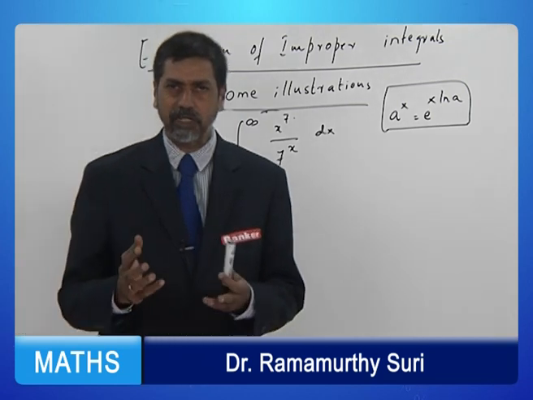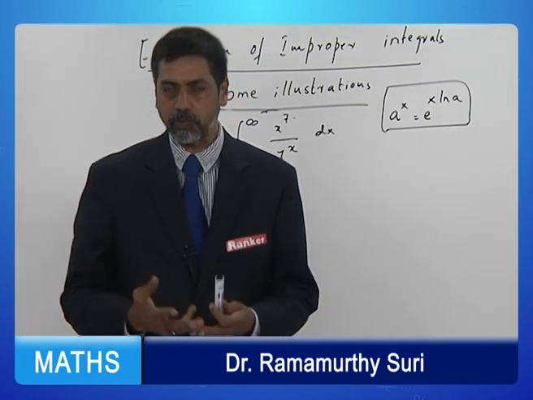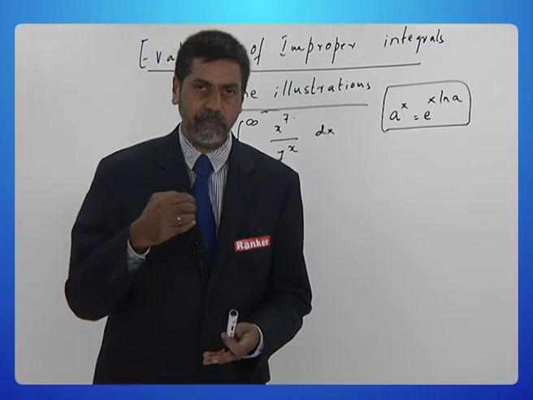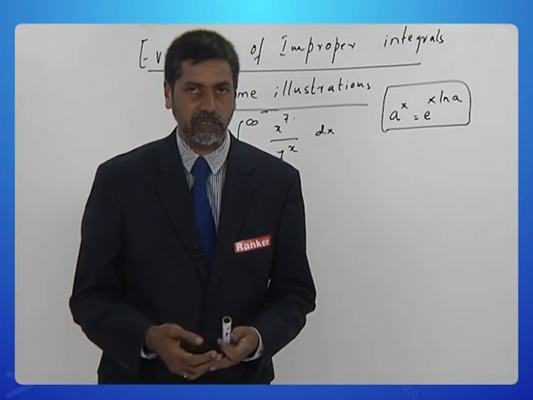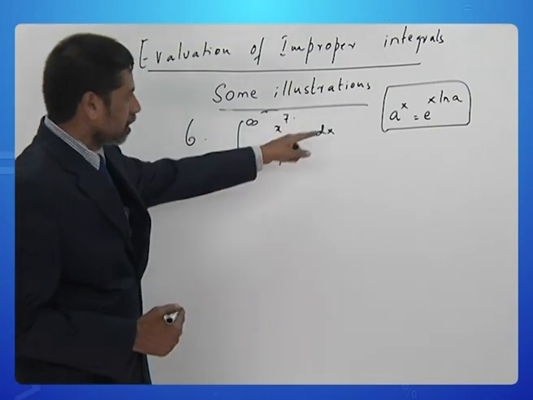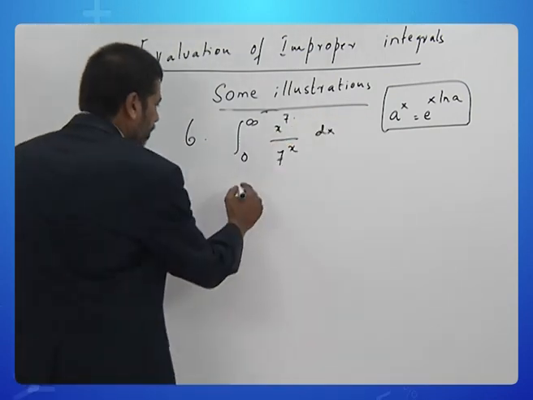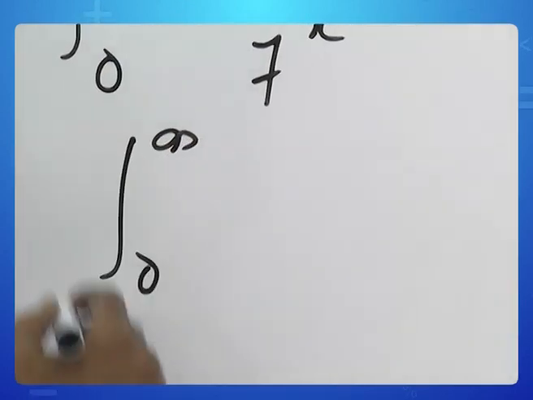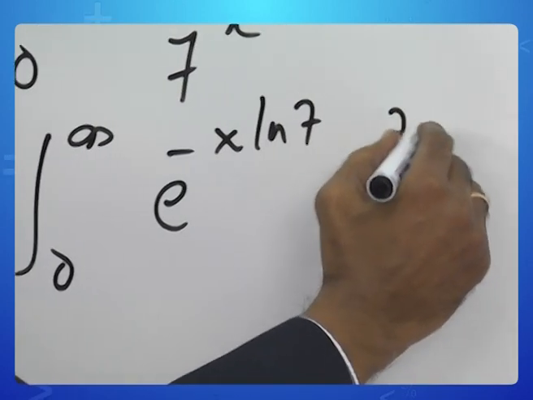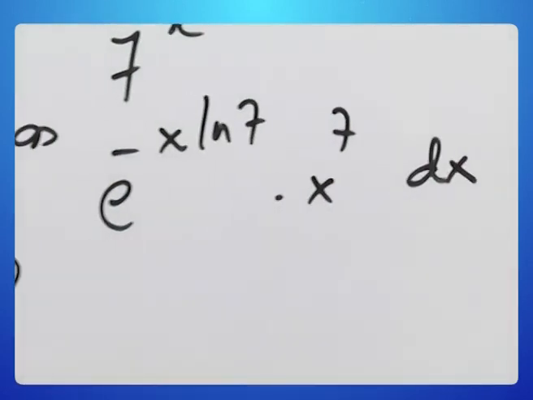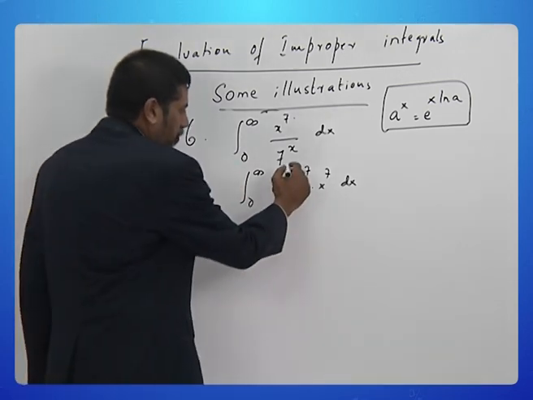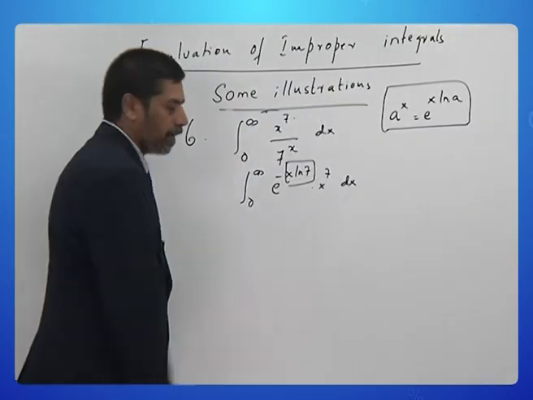Exponential functions need not necessarily be of the e power x or e power ax format. Any a power x can be called an exponential function, but having the base e has got several advantages in calculus. So if you can write a power x like this, 7 power x can be converted like that. So we can write 0 to infinity e power minus x log 7 into x to the power of 7 dx. So this being the case, let's pick up this term and make a substitution.